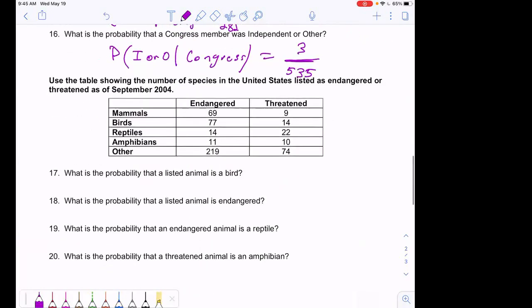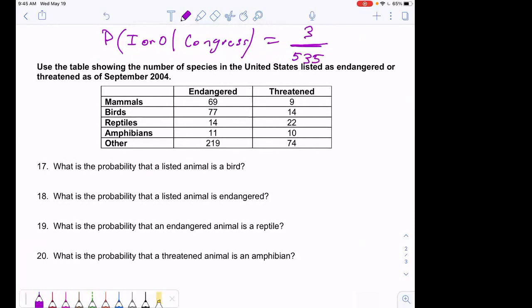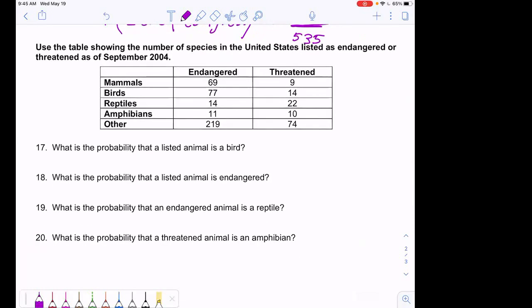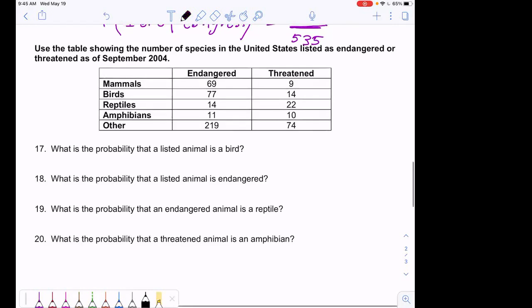Looking down at the next page, going to the very bottom, this table here shows the number of endangered or threatened species in the United States. And we have mammals, birds, reptiles, amphibians, and then other species. So endangered and threatened species. And there's a couple of different probability questions that we want to talk about. The first thing that we suggest you doing is to find a total, and whether you label it or not is up to you. But we need to get totals so that we have numbers to work with.